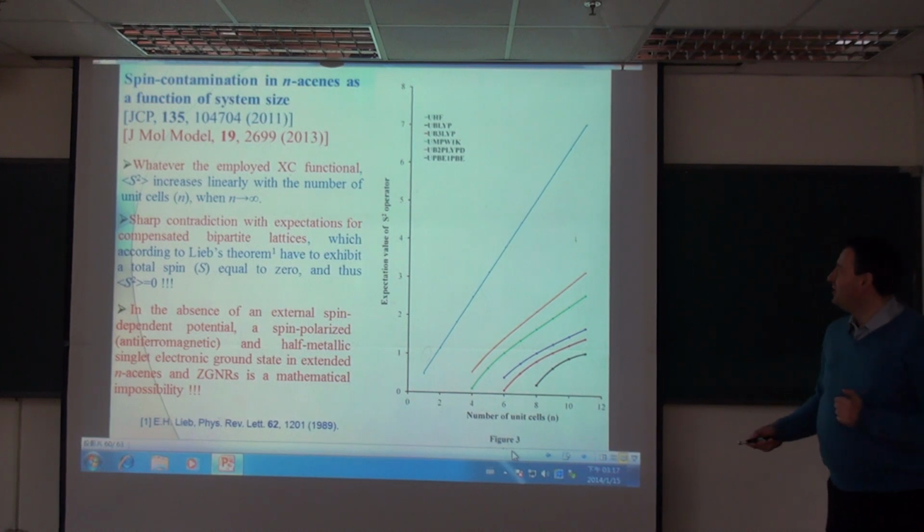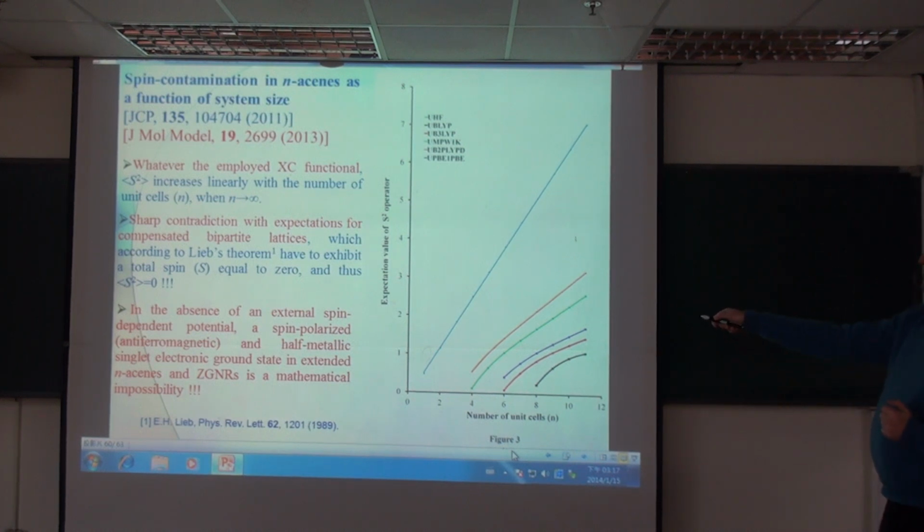So on this slide, I show results which we published in a minor journal here, the Journal of Molecular Modeling in 13, obtained using different levels, Hartree-Fock and different functionals. Thus at the Hartree-Fock level, we see that we have from the onset, from benzene, a symmetry breaking and a perfect scaling of the spin contamination with respect to system size. And also we see that for other functionals, whatever the employed exchange correlation functional, the spin contamination increases linearly with the number of unit cells when we go to the limit of a very large system.